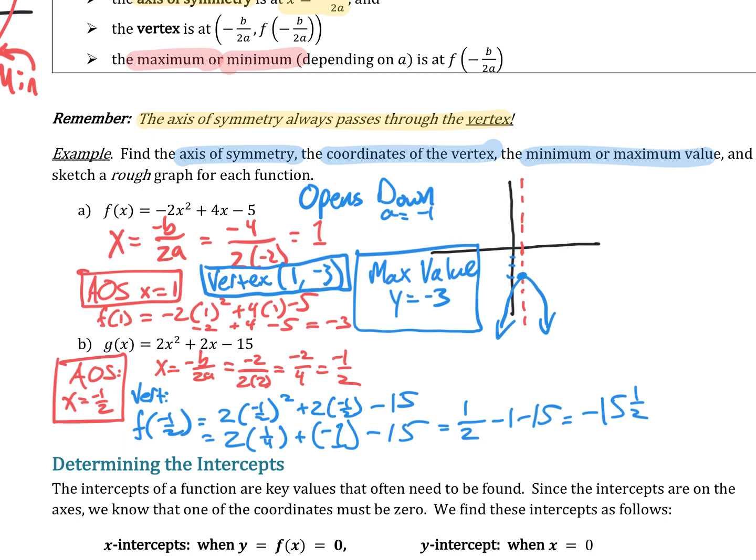So that means our vertex is at negative 1/2 and negative 15.5.